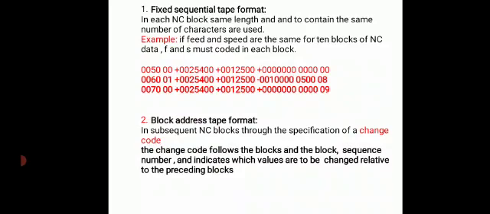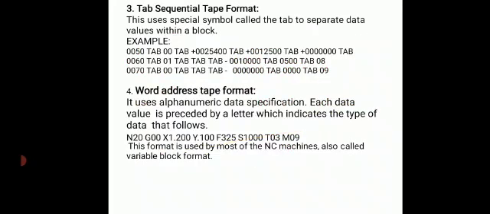Next, block address format. In subsequent NC blocks, a change code is specified. The change code follows the block sequence number and indicates which values are to be changed relative to the preceding block. Third one, tab sequential format. This uses a special symbol called the tab to separate data values within a block. You can see this program, an example for the tab sequential format.